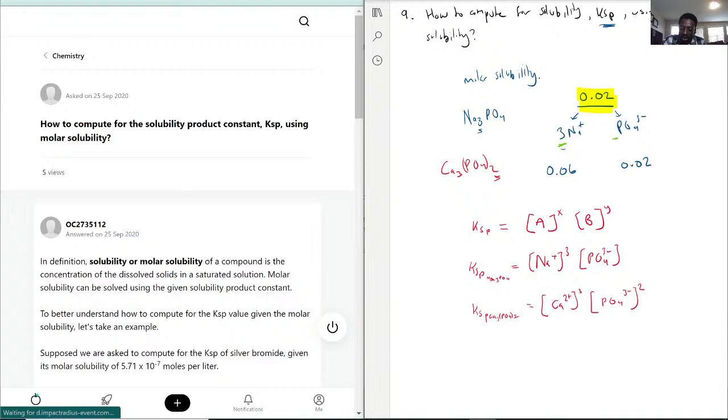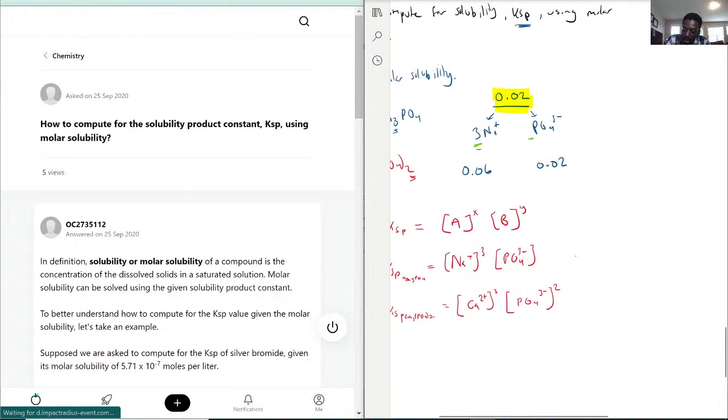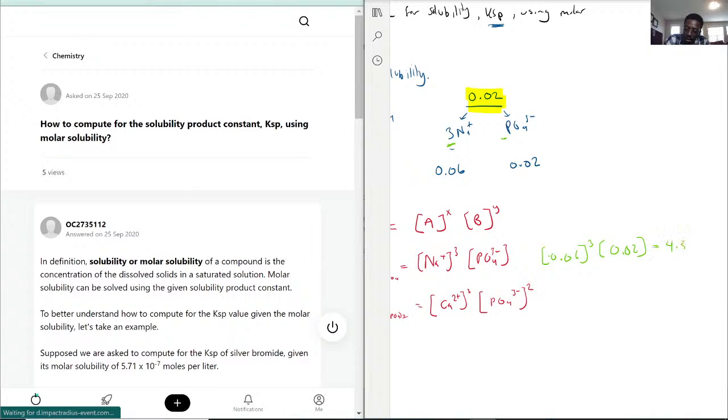So exactly, if we did this example for the Ksp of the Na compound, it will be 0.06 to the power of 3 times 0.02. So the Ksp for this would actually be all the way, let me write in a different color, with these made up numbers, just to be able to write it down next to it, 0.06 cubed and 0.02. It would equal 4.32 times 10 to the negative 6.